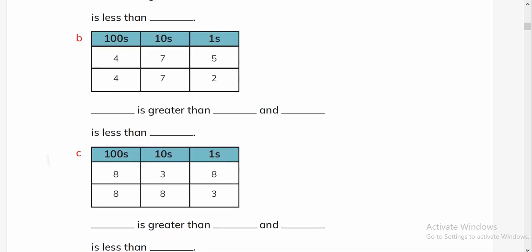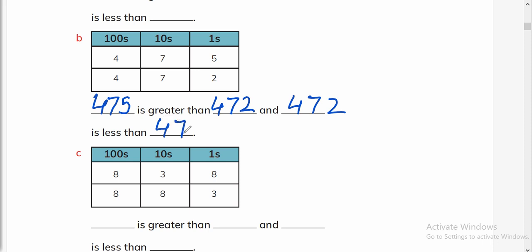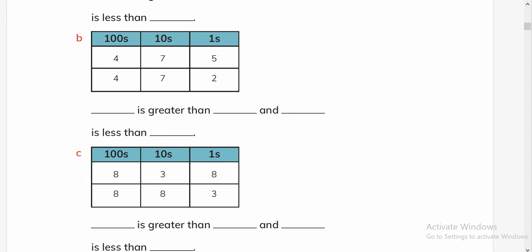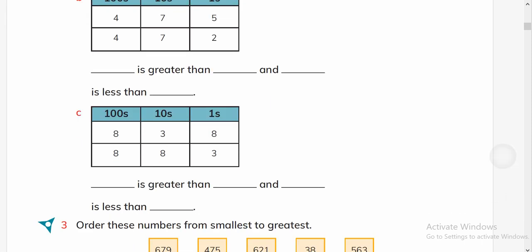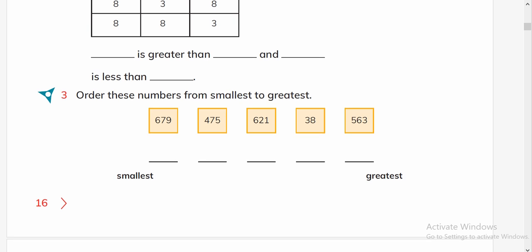Let's move on to the next one. It is the same thing, 475 and 472. So which one is greater? 475 is greater than 472. And then we can say that 472 is less than 475. This C one is easy. I hope you can do it.